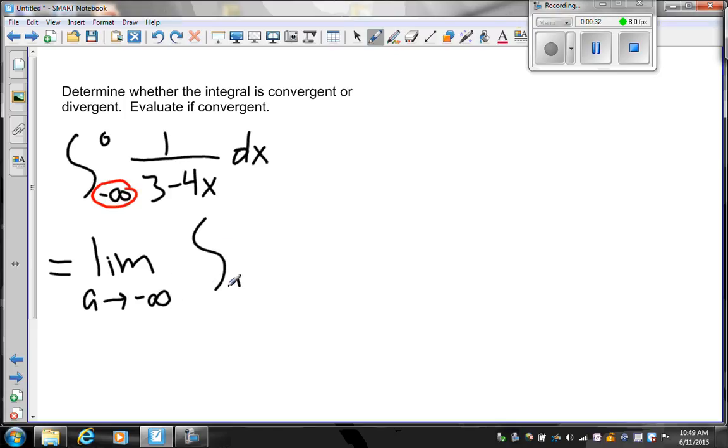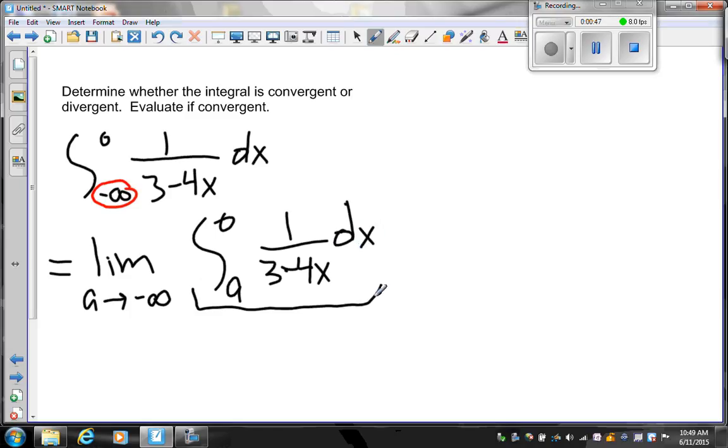of the integral from a to 0 of 1 over 3 minus 4x dx. This integral is one that the fundamental theorem of calculus will allow us to evaluate, and then we can take the limit and see if the improper integral actually converges or diverges.